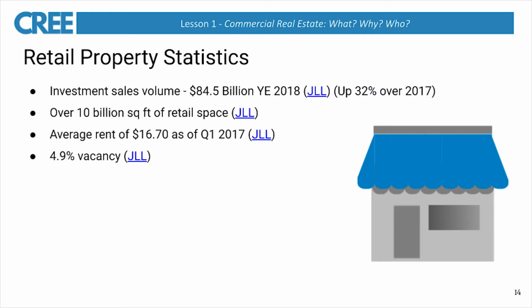Retail property, our last of the 4 major asset types, is retail. Retail is a very unique property type, there's no doubt. In the age of Amazon, retail is under fire a little bit. And so retail investment sales volume was just shy of $40 million in the third quarter of 2017. There's over 10 billion square feet of retail space out there. The average rents were just shy of $17 per square foot. And again, that's a triple net rate. And the vacancy was just under 5%.